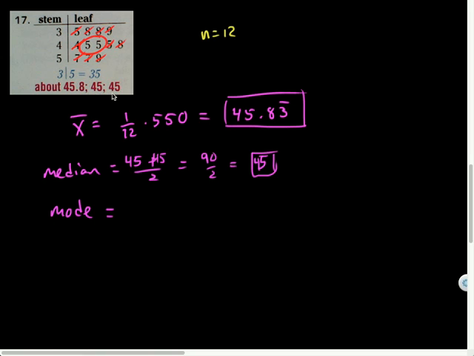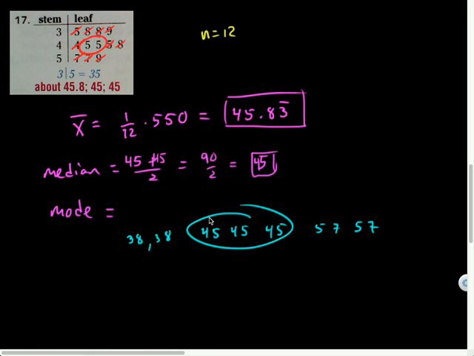So the mode is the most frequently occurring number. Let's look at the contestants for the mode. I've got 38 and 38. I've got 2 of those. I've got 45, 45, 45. So I had 3 of those, and I had 57, 57. So the one that occurred the most was the 45, right? So that's why 45 is the mode. It's the most frequently occurring number.